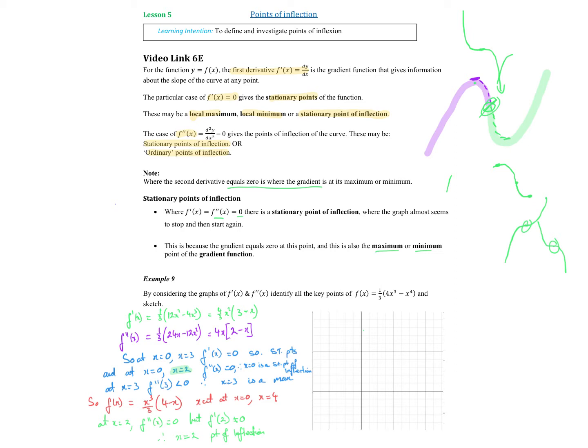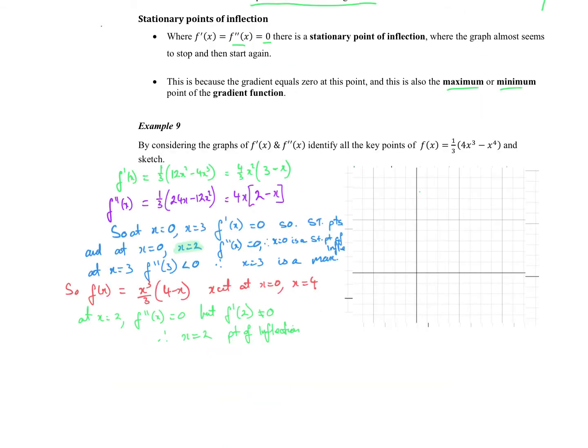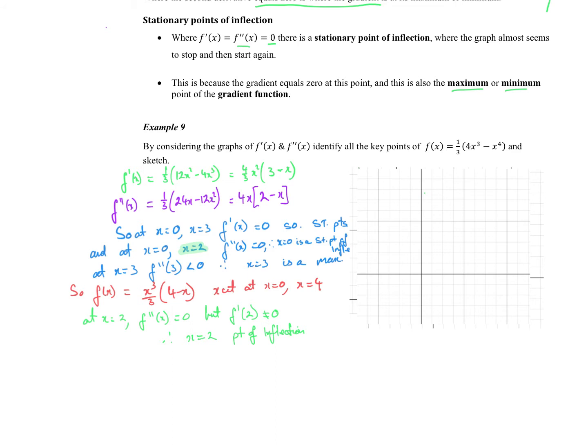All right, let's have a look at our question here. We've got f of x equal to 1/3 of 4x cubed minus x to the 4. If I want to find the derivative, I get 1/3 of 12x squared minus 4x cubed, which is the same as 4/3 of x squared times 3 minus x. So straight away, we can see that at x equal to 3, I have a stationary point.